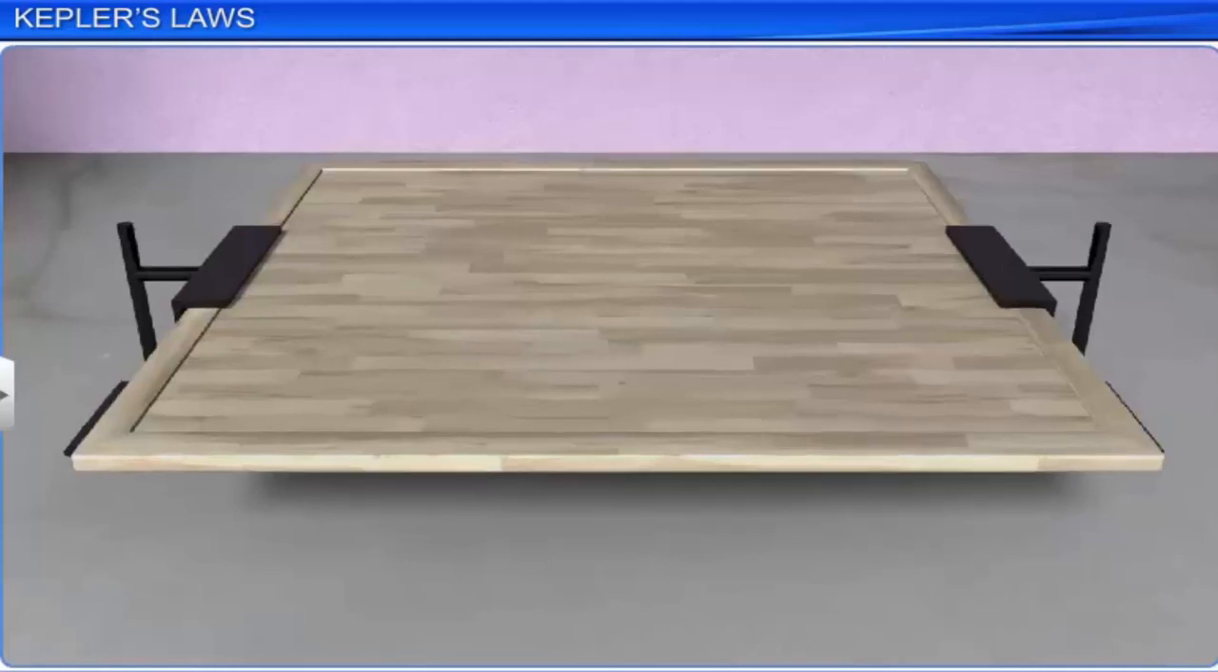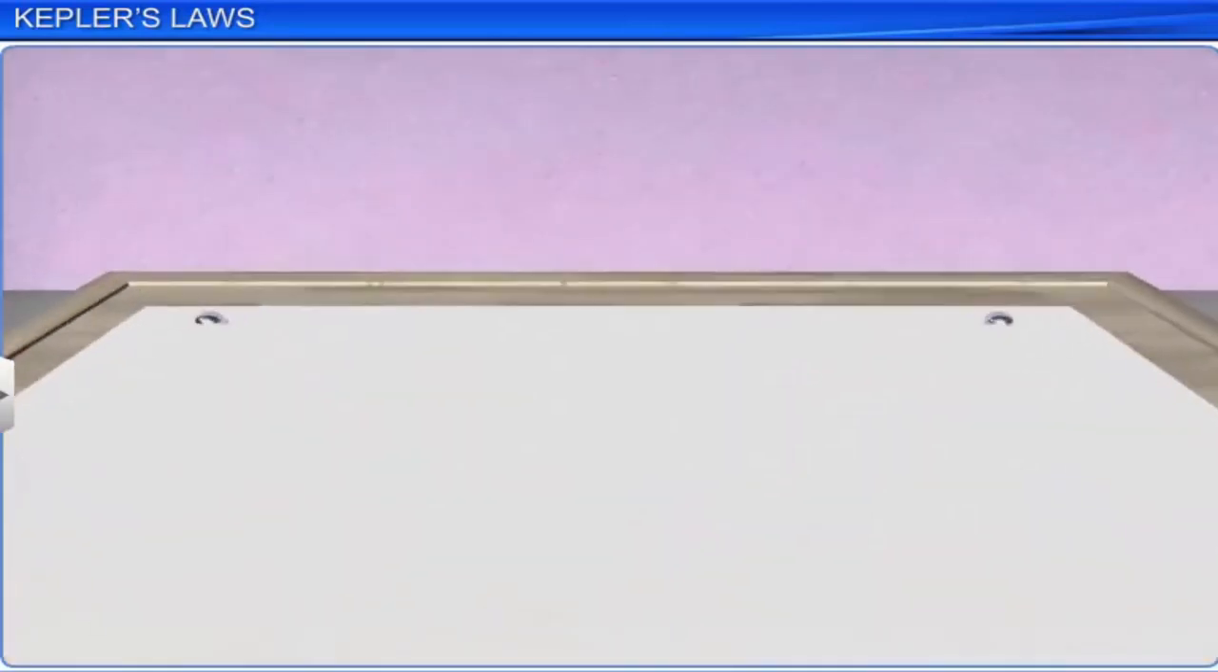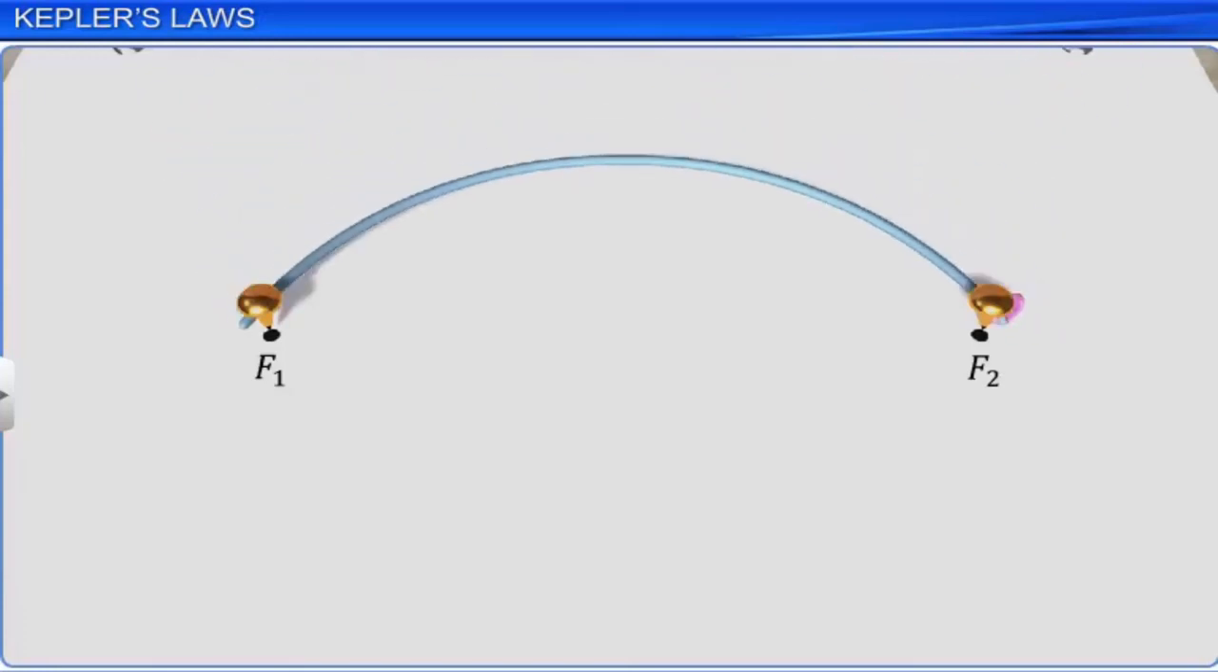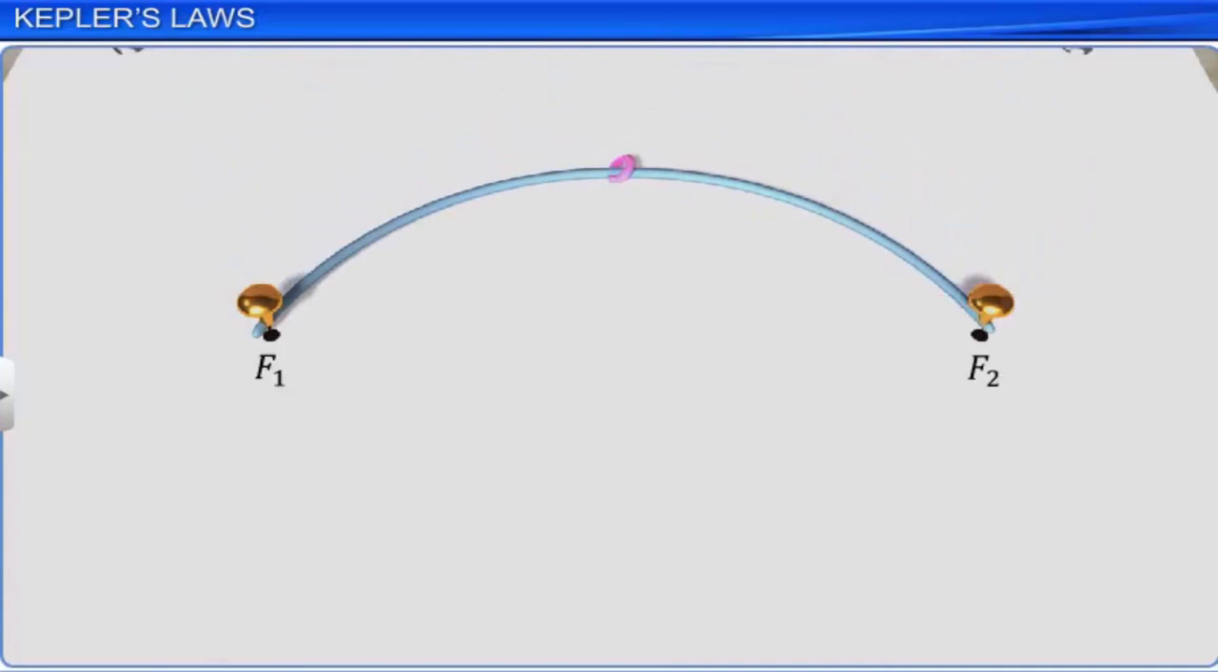Fix a drawing sheet to a pin board. Select 2 points, F1 and F2 on the board and fix 2 pins at the points. Take a string of finite length and pass it through a small ring. Fix the 2 free ends of the string to the 2 pins located at F1 and F2. Pass a thin pencil through the small ring.